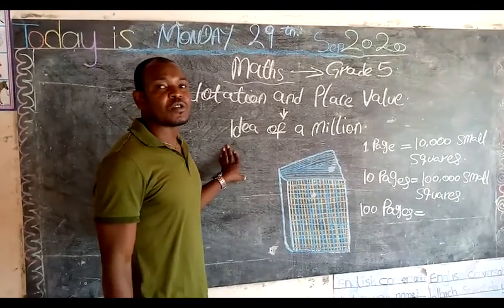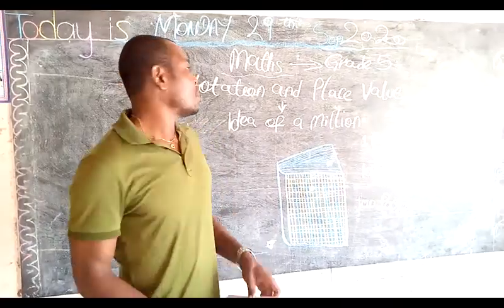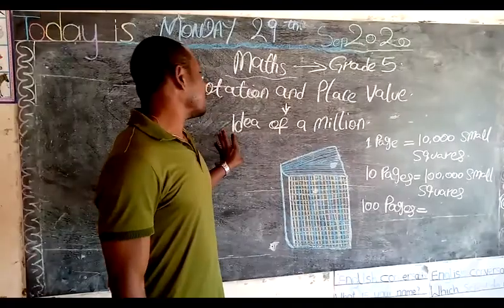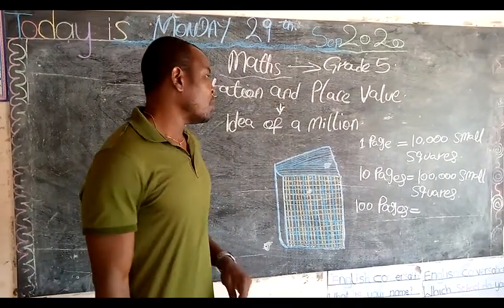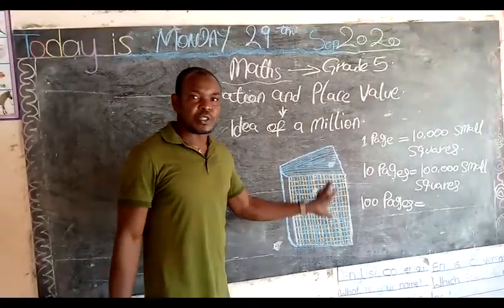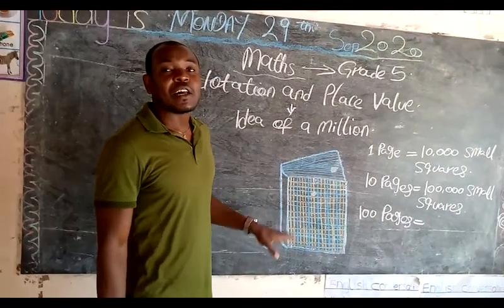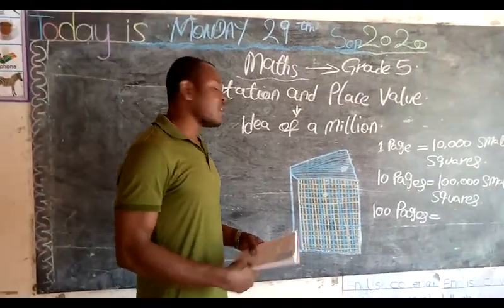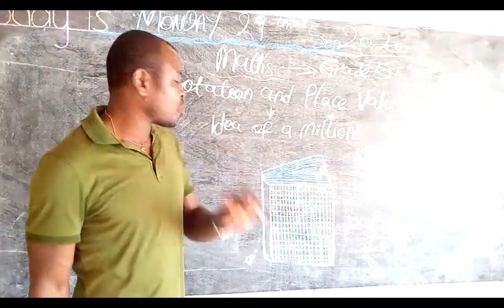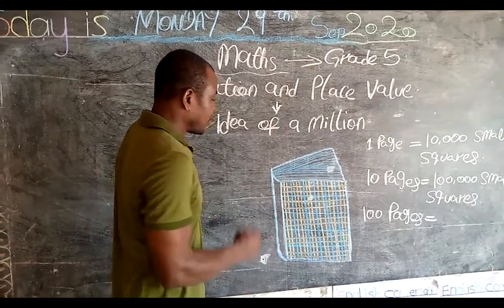So far so good, we are also trying to tell you how these figures come about. The idea of 100, the idea of 1,000, the idea of 10,000, and today we're looking at the idea of what? 1 million. Now there's a diagram here. This diagram represents a book that has several pages. I would like you to understand that each page of this book contains small squares. You can see there are small squares in this book here.